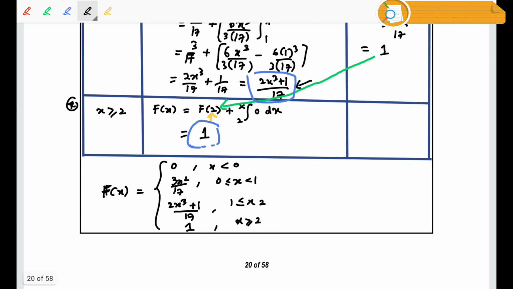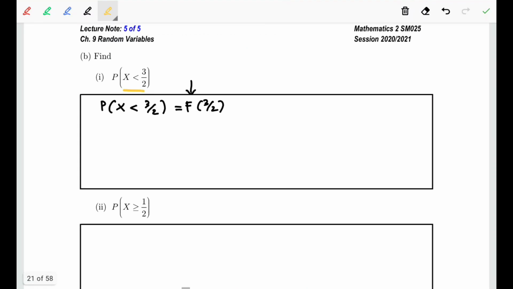So back to the answer here. 3 over 2 is 1.5. So 1.5 should be around here. This is 3 over 2. So that means we have to substitute the value of x, which is 3 over 2, into this function. Okay, we are going to substitute here. So here equals 2 times 3 over 2 cubed plus 1 over 17. So that will give you 31 over 68.